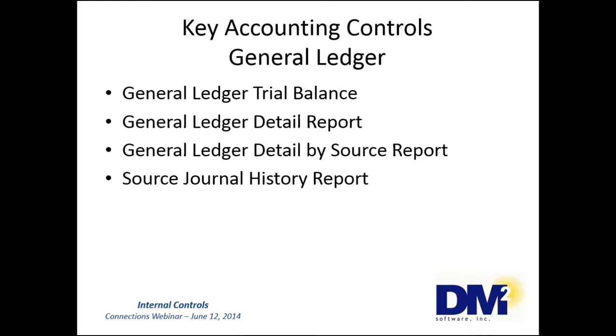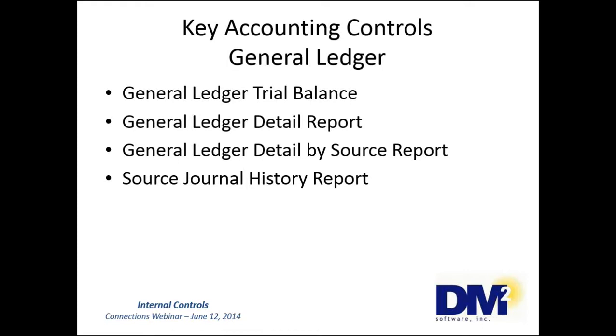Key accounting control reports for general ledger include General Ledger Trial Balance, which is commonly used as a periodic check of balances of all accounts. It contains a summarized listing for the selected accounting period of all activity and accounts. General Ledger Detail Report provides valuable information about transactions for each account. This information includes the journal where they were posted to and where they originated from.